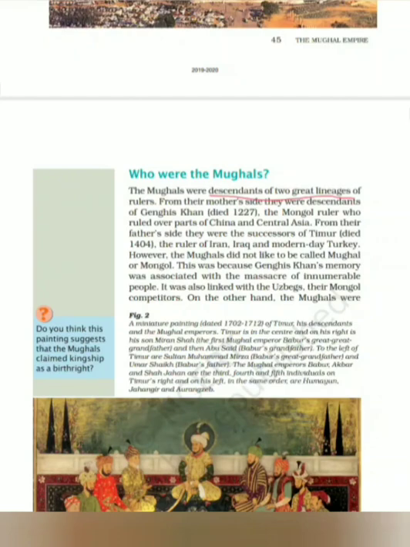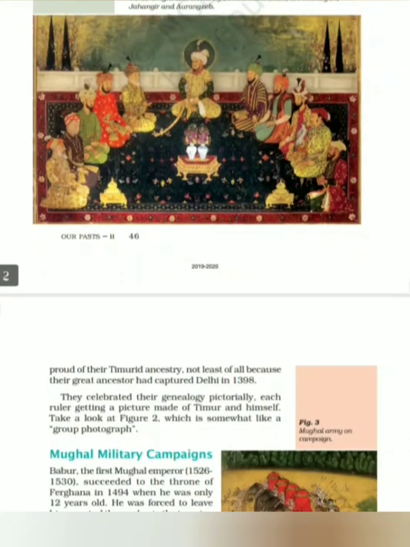From their mother's side, they were descendants of Genghis Khan, and they ruled over parts of China and Central Asia. And on the father's side, they were the successors of Timur, the ruler of Iran, Iraq and modern-day Turkey. However, Mughals did not like to be called Mughal or Mongol, because Genghis Khan's memory was associated with the massacre of innumerable people. It was also linked with the Uzbeks, their Mongol competitors.